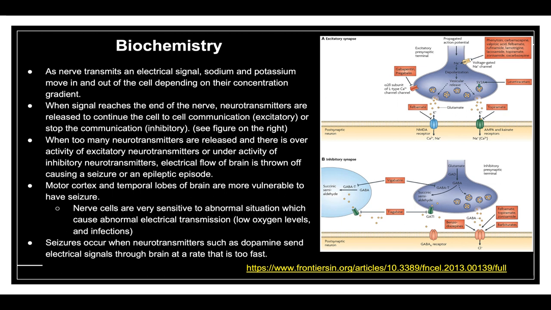we can understand more. We can see that when too many neurotransmitters are released, there is overactivity of excitatory neurotransmitters, or there could be an underactivity of inhibitory neurotransmitters. And this electrical flow of the brain is thrown off, causing a seizure or an epileptic episode.